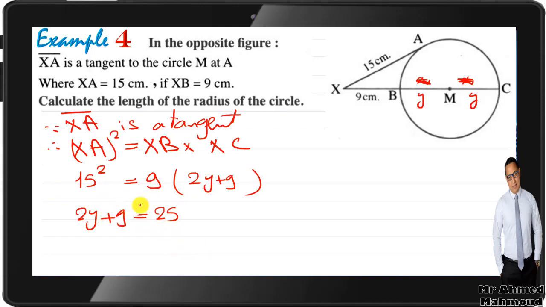So I'm going to send 9 by subtraction, so 2Y equals 25 minus 9 equals 16. So I'm going to send 2 by division, therefore Y equals 16 divided by 2 equals 8.